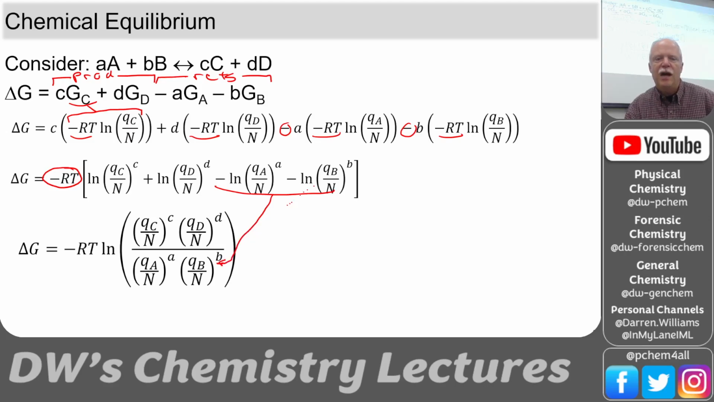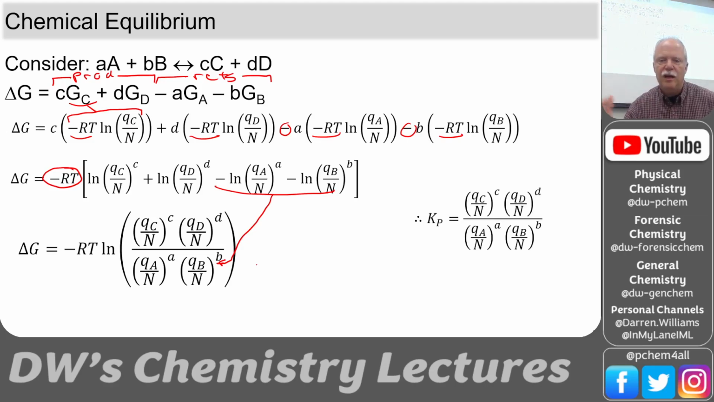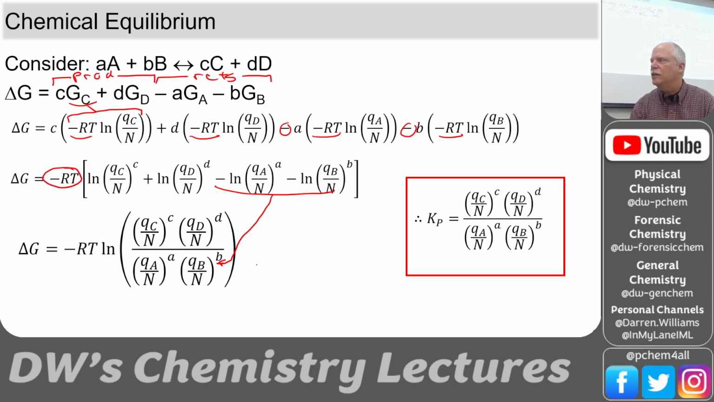So the products minus reactants becomes products over reactants when we're dealing with natural logs. And we have things raised to the exponent. So this looks a lot like our equilibrium constant. And so this is the thermodynamic derivation of the equilibrium constant directly from the Gibbs energy equation. And we see this over time.